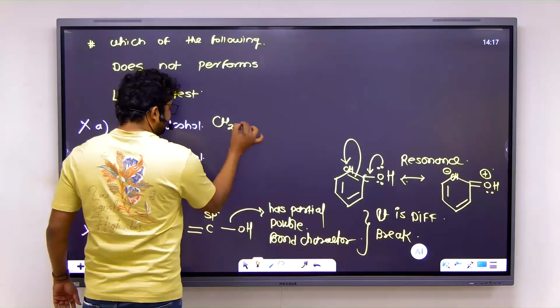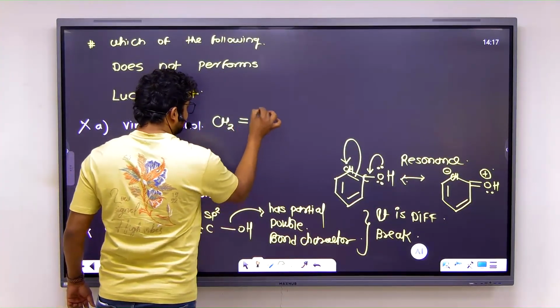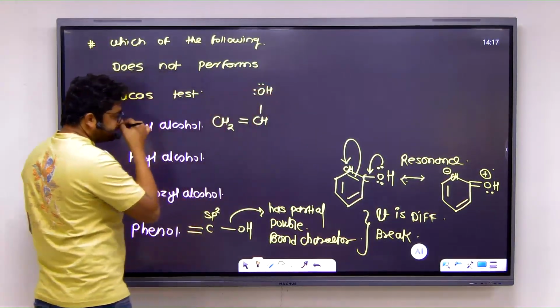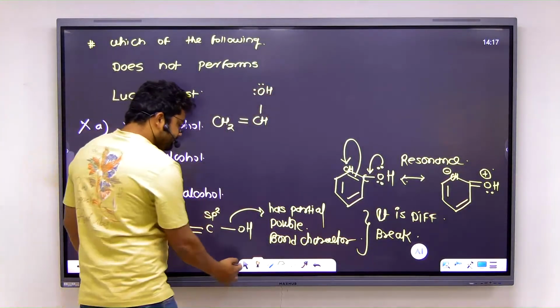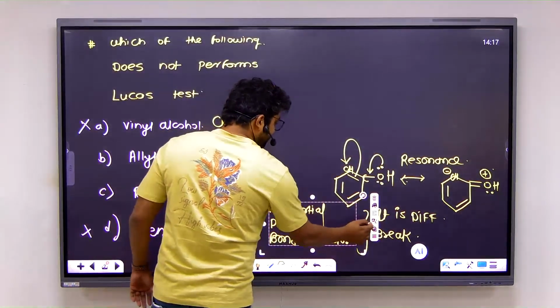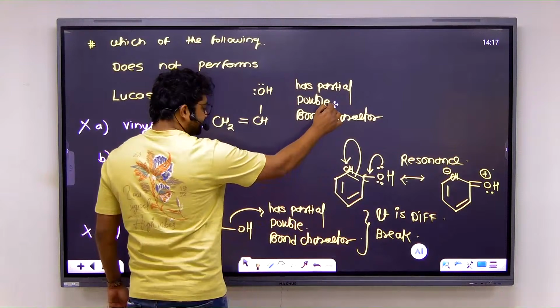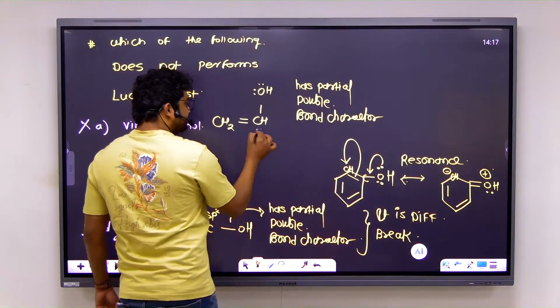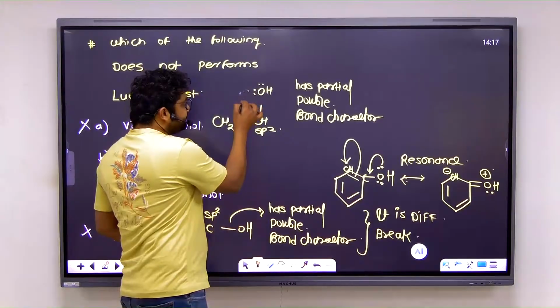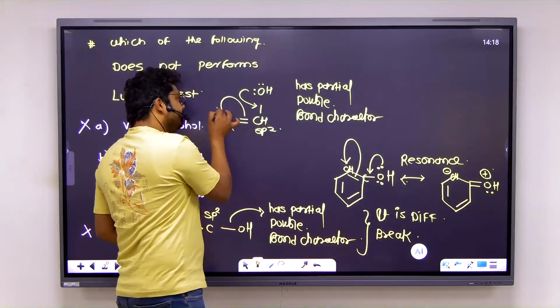You must be very confident about this example. That is another type of alcohol which contains the same thing, that is a partial double bond character. It again has an sp2 hybridized carbon. You can shift this lone pair toward this and this to what?